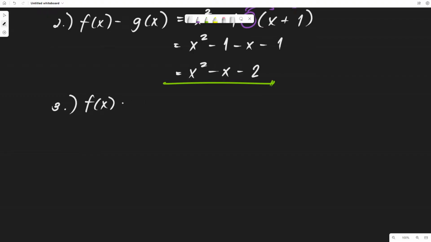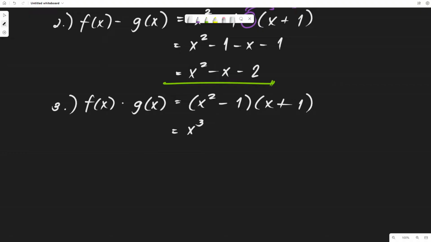So we have f of x by g of x. So x squared minus 1 multiply to x plus 1. So alam niyo naman siguro to, high school mathematics, that is the FOIL method. So first, outer, inner, and last terms. So we have first terms muna, x squared times x, that is x cubed.